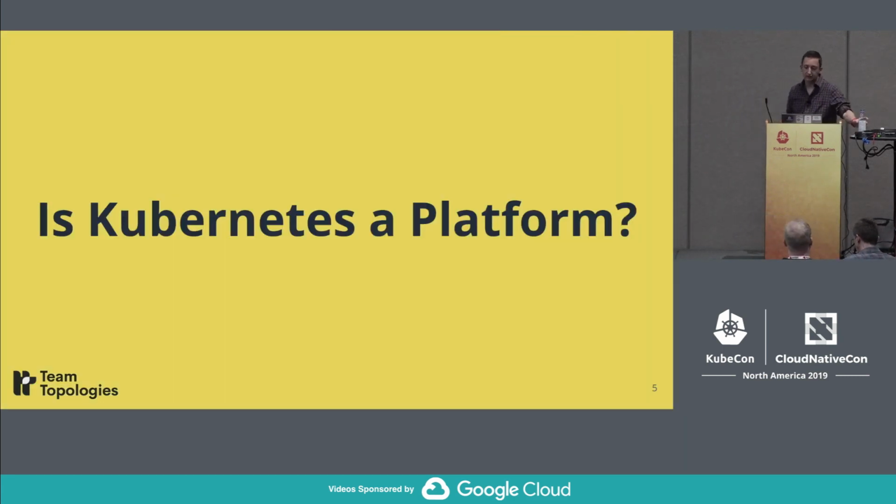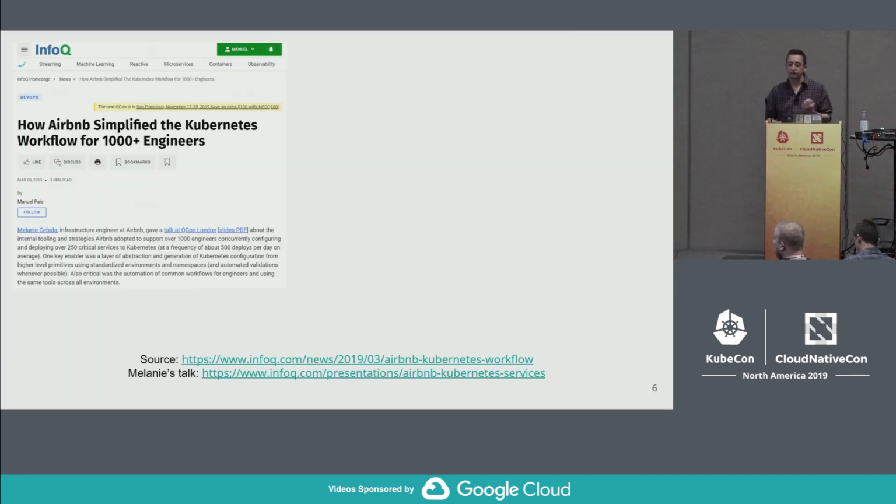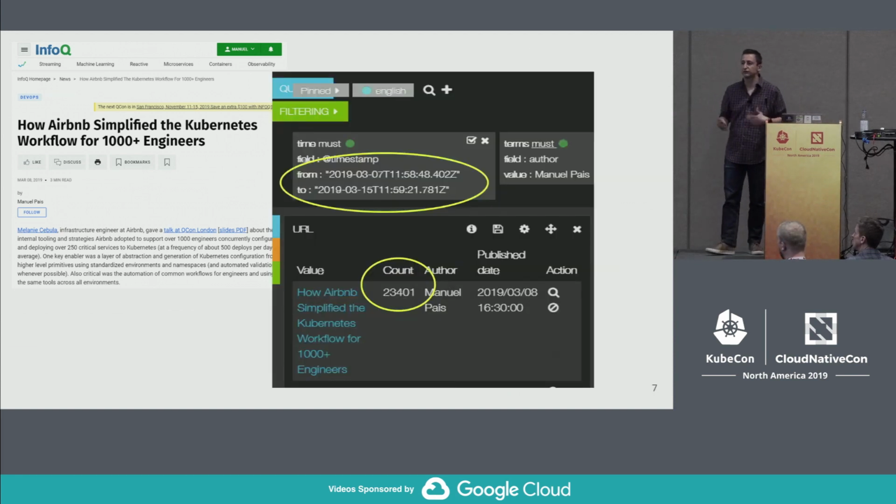So let's start by discussing a little bit: is Kubernetes a platform? Obviously, it depends how you define platform, right? We'll look at that. Before that, I'd like to take you through this story. Back in March this year, I was at KubeCon in London, and Melanie Cibula from Airbnb gave this great talk about how they've adopted Kubernetes. I wrote this piece for InfoQ, where I've been an editor for many years. I knew this would get some attention because of Kubernetes and because Unicorn, Airbnb, Google, et cetera, always get attention. But what happened was that we got 23,000 page views in one week. To give you an idea, the usual number of views for a story throughout its whole lifetime is a tenth of this. So this was a proper viral story.